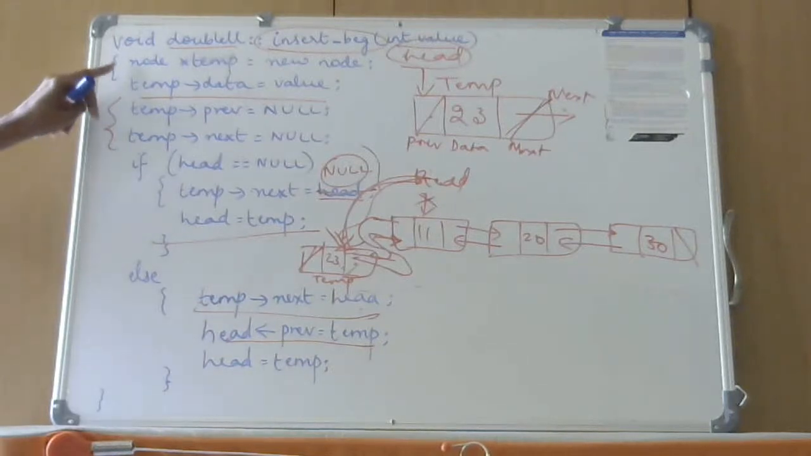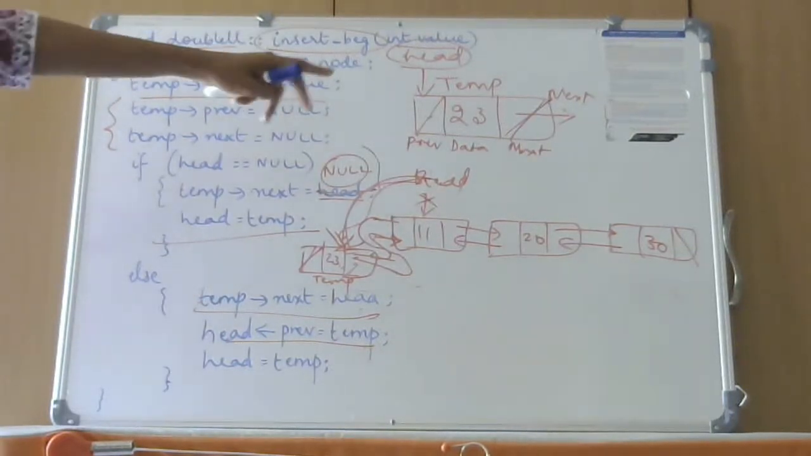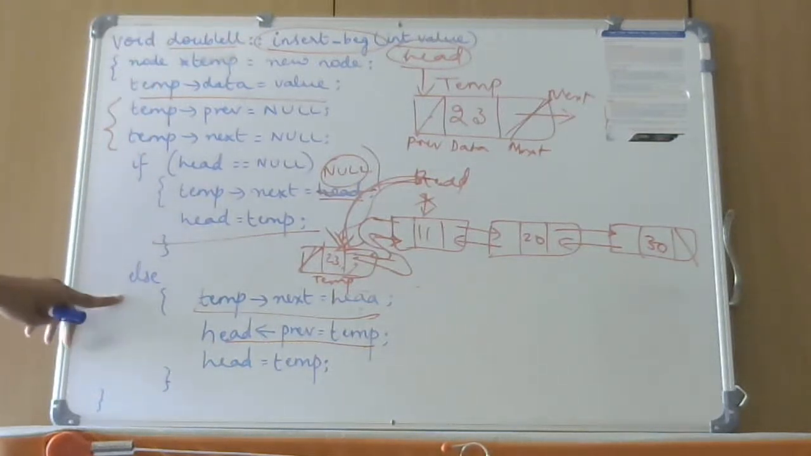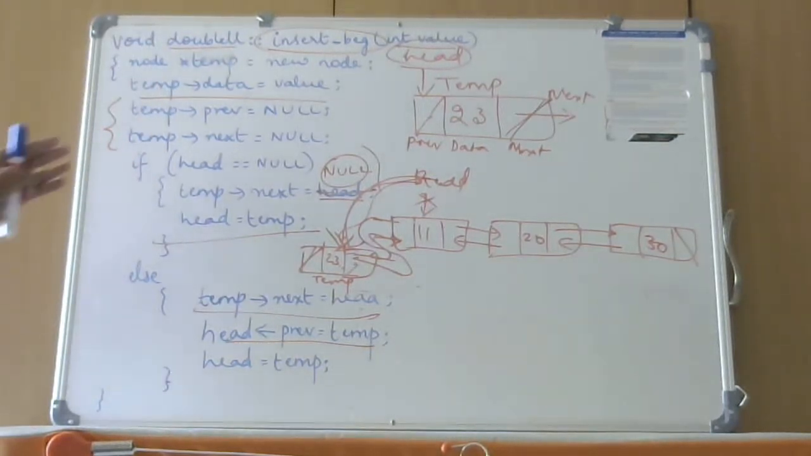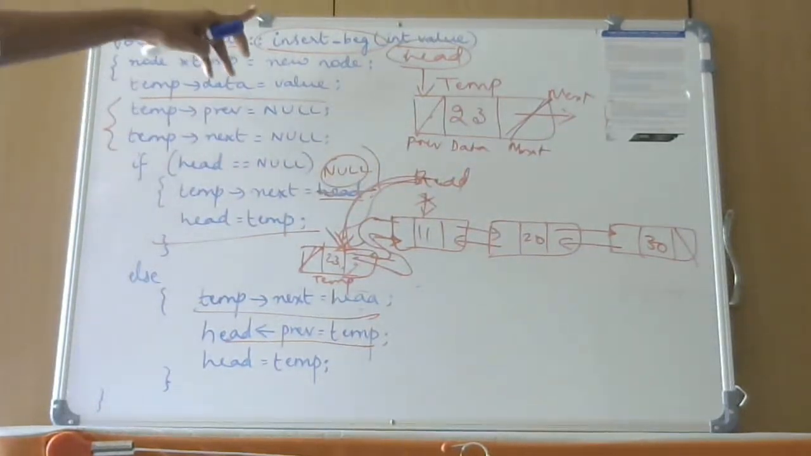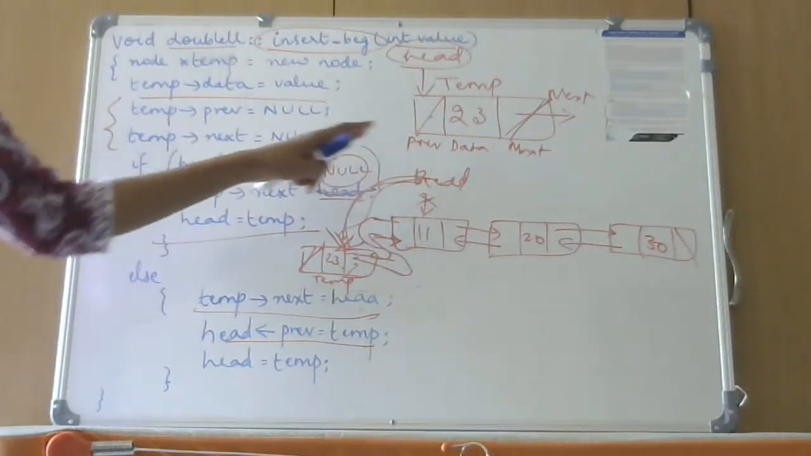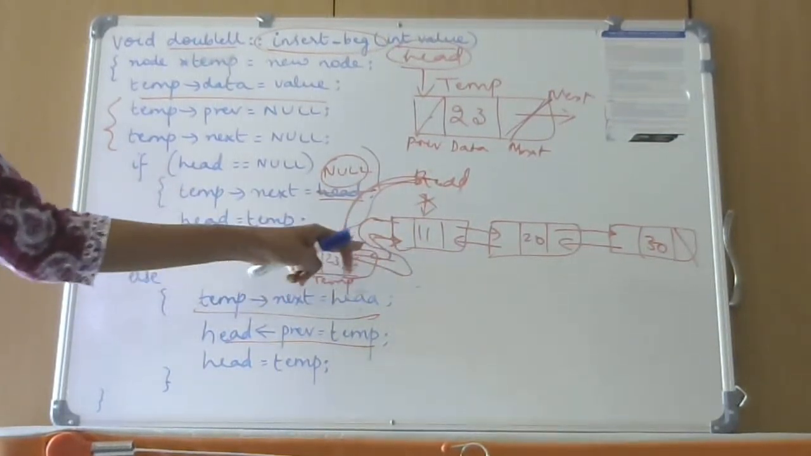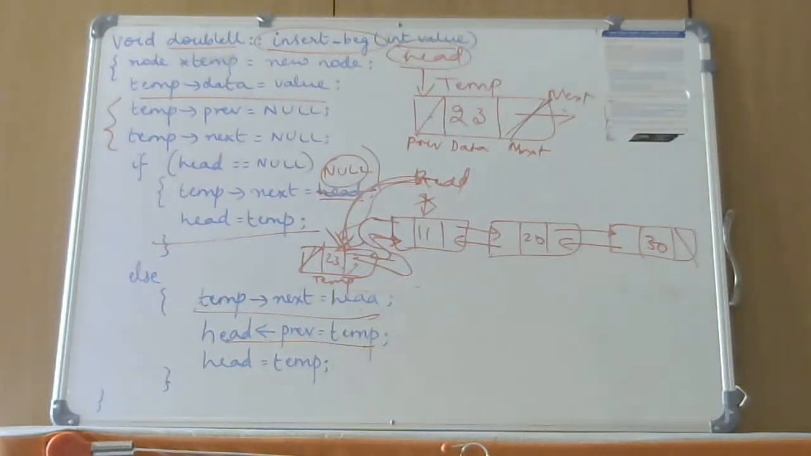So when the list is empty, the only node you have is the one you are going to insert. That will become the first node. Else means the list is not empty. There are several nodes in the list, but I want to insert at the beginning. So your head pointer will now point to the new node, and the previous and next pointers will accordingly change. This is how you insert at the beginning of the doubly linked list.